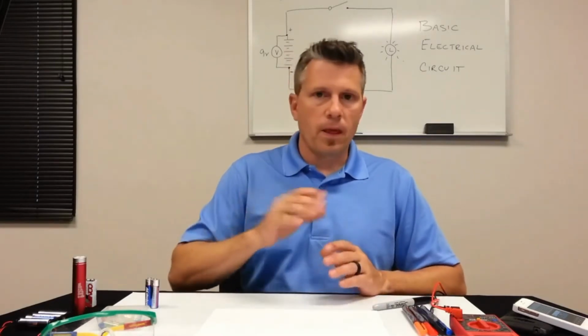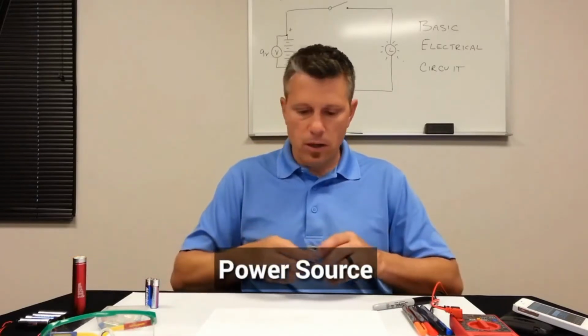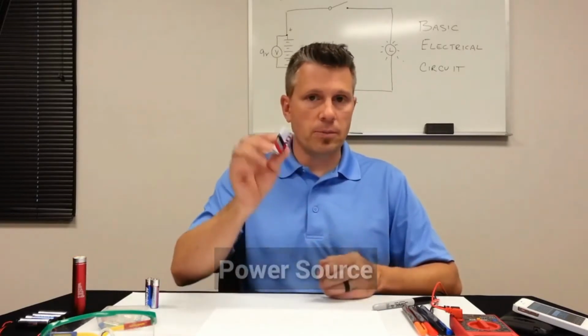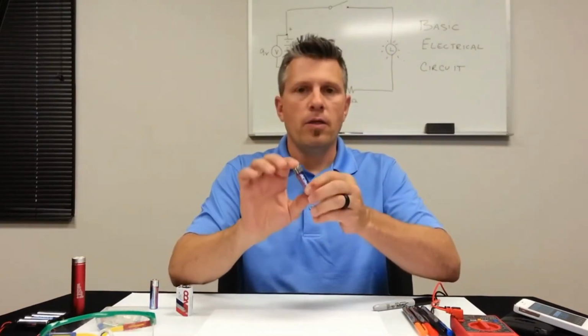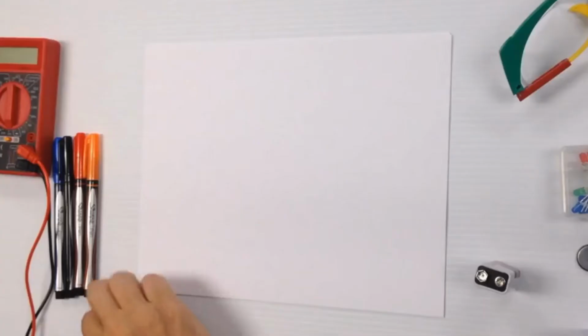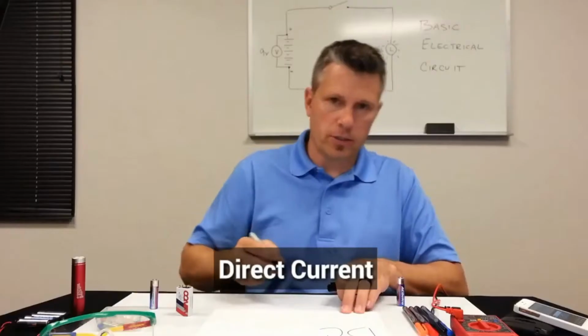First of all, every circuit starts with a power source. I have a couple of them here, and power sources can be something like a battery that you're familiar with, like these AA batteries, for example. This is DC power, which is what we call a direct current.